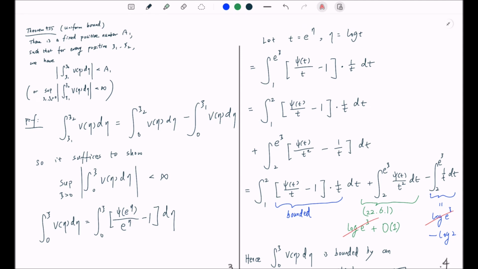And here, the reason that we chose this 2 truncation is just that we want to use 22.6.1 more precisely. And strictly speaking, you don't really have to pick this truncation. If it is from 1 to e to the c, this 22.6.1 should also work.